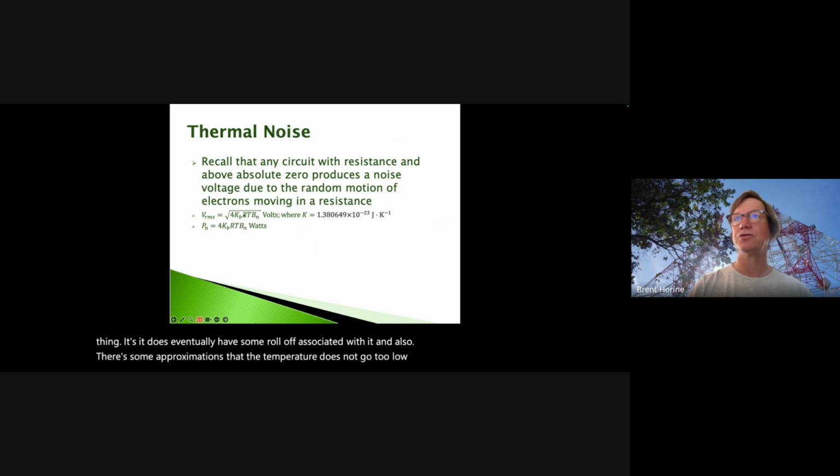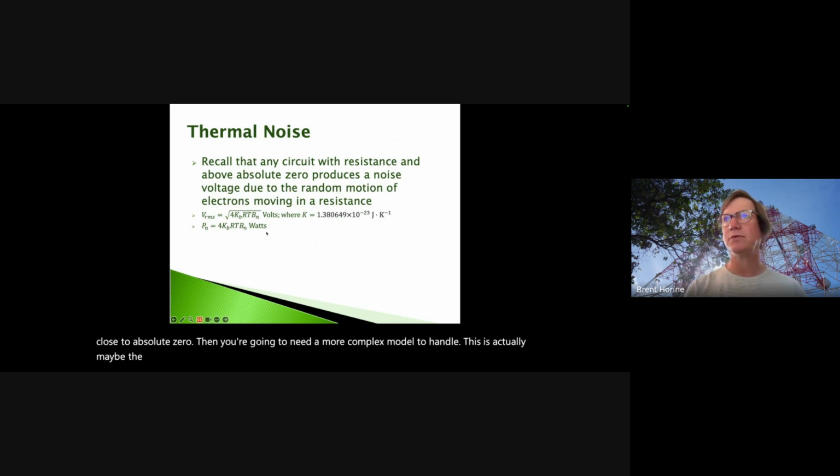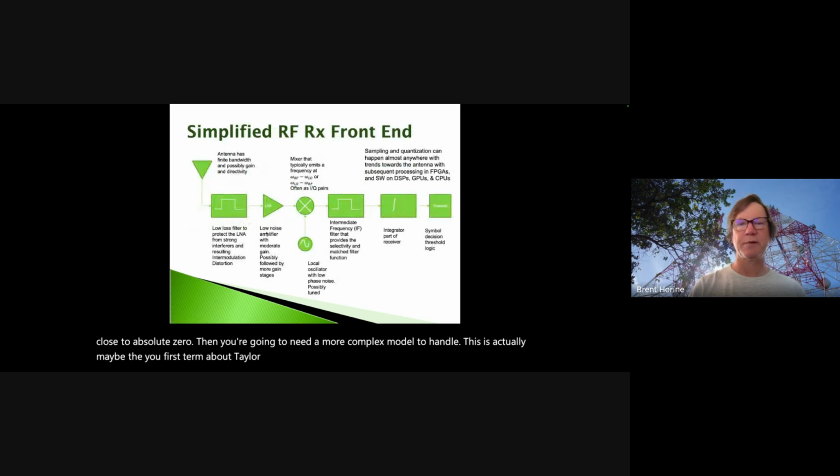So if you get down close to absolute zero, then you're going to need a more complex model to handle this. This is actually maybe the first term of a Taylor series approximation or something, right? So, all right, let's look at the simplified RF, radio frequency, receiver front end.